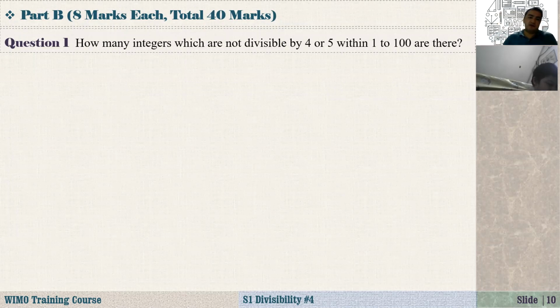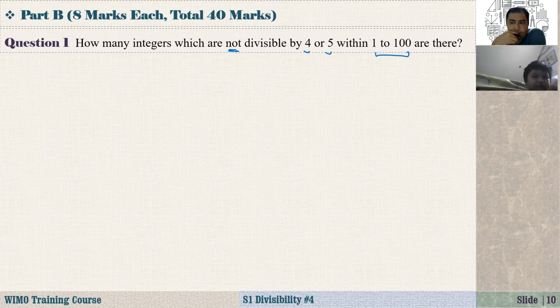A few minutes left. All right, no problem. How many integers which are not divisible by 4 or 5 within 1 to 100 are there? Okay. So here, which are not divisible by 4 or 5 within 1 to 100? Carol, what do you think? How do you find the number of these numbers? Just tell me your methods.